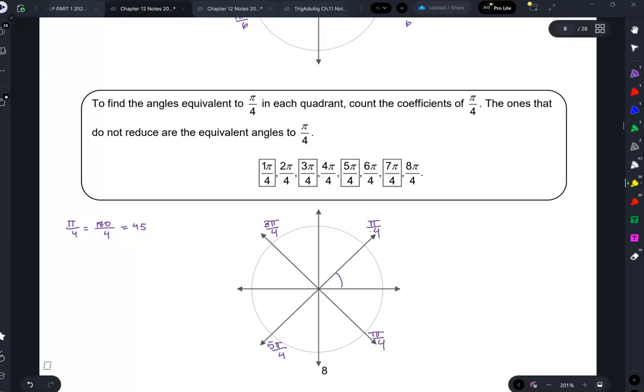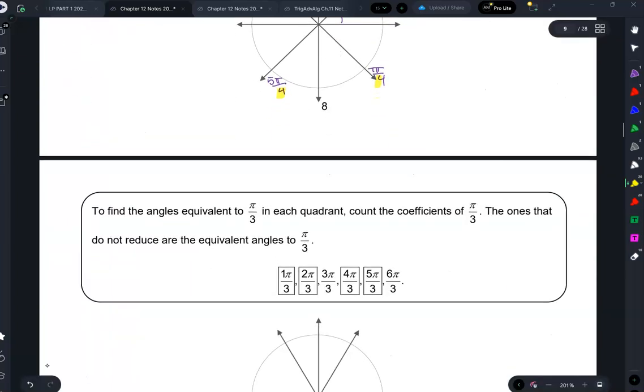So if you write them out as a list, the ones that don't reduce are these. And all of the other ones, the 4s, reduce. The point again is that if this is equivalent to pi over 4, all of the denominators should remain 4 because it's the same as pi over 4.